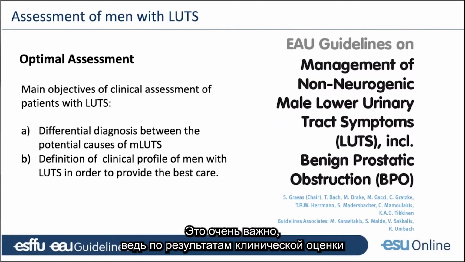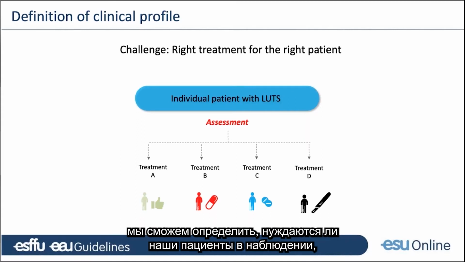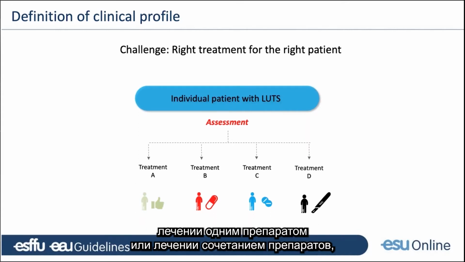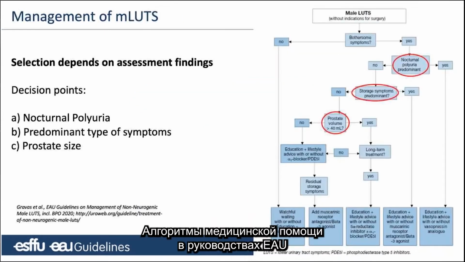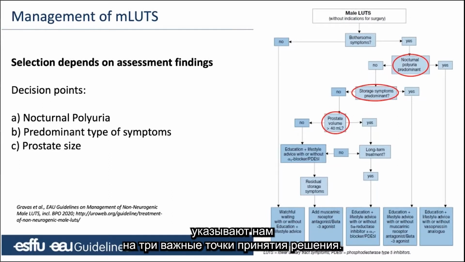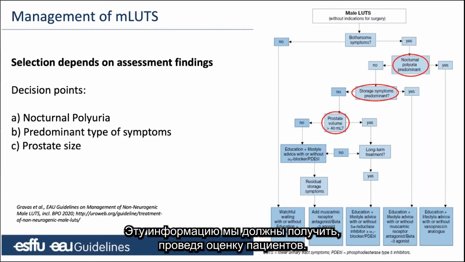This is very important because based on the findings from the assessment, we will be able to allocate our patients for watchful waiting or medical treatment with one drug or medical treatment with a combination of drugs, or to allocate our patients for an invasive therapy. And if you look at the medical treatment algorithm of the EU guidelines, what do we need to know? There are three very important decision points. One, the presence of nocturnal polyuria; two, which type of symptoms is predominant; and third, we need to know the prostate size. And this is something we should know from the assessment of our patients.